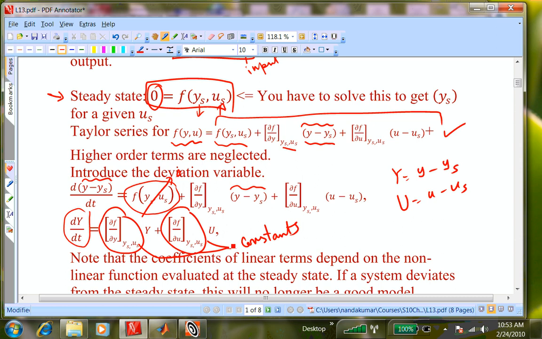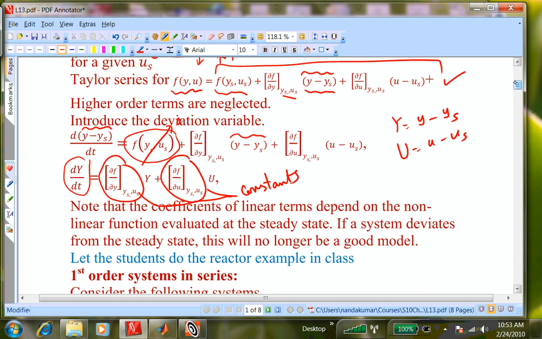So the linearization step involves basically these steps. First, get the steady state solution, then do a Taylor series expansion, introduce the deviation variable, evaluate the coefficients of the derivatives at the steady state, and you have your linearized equation.